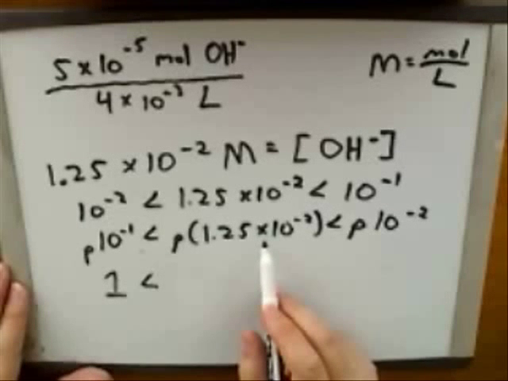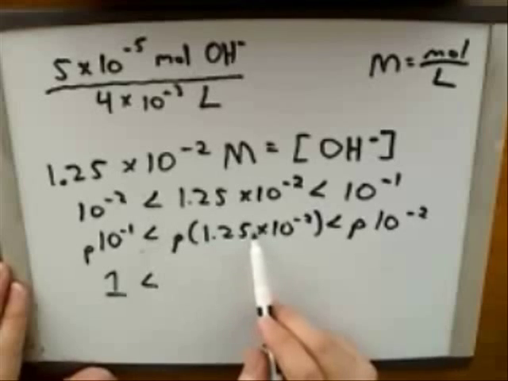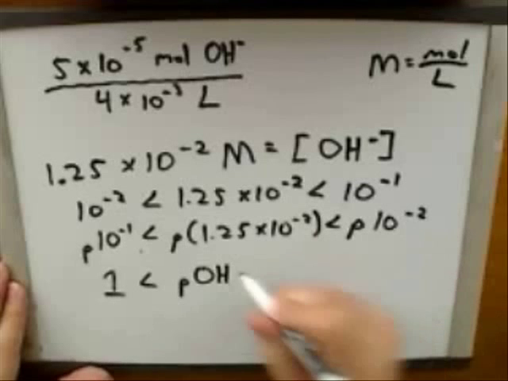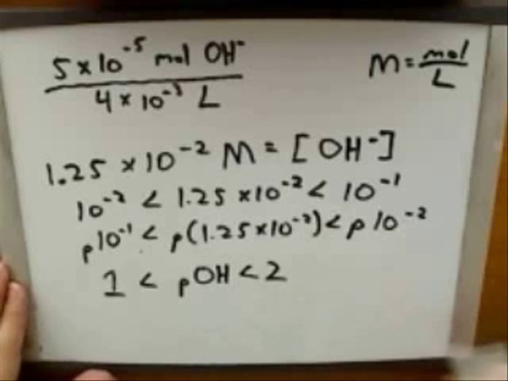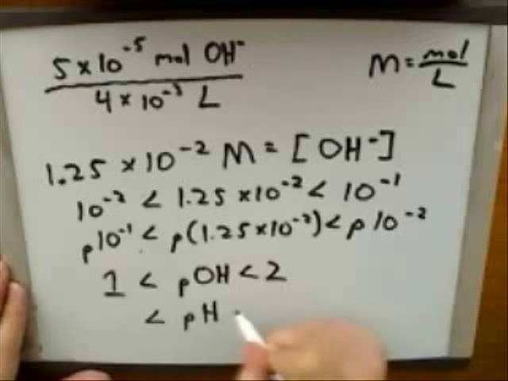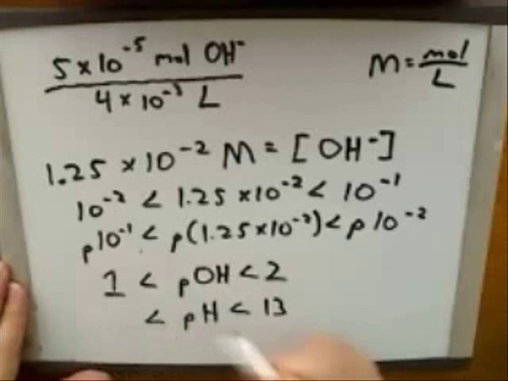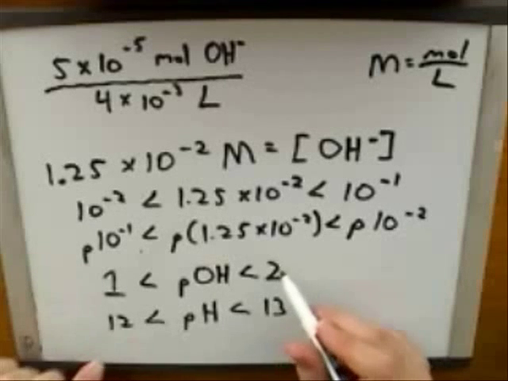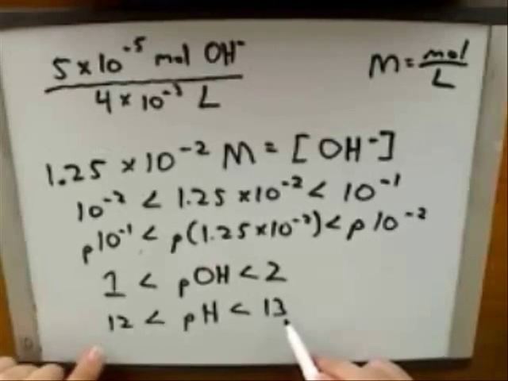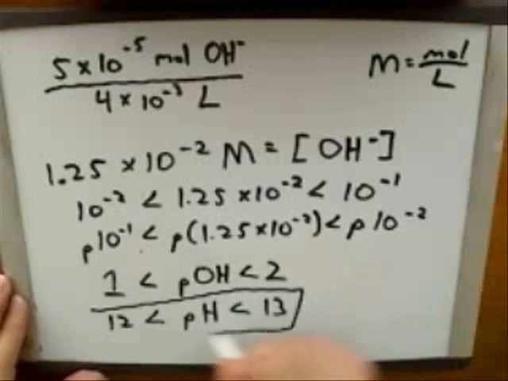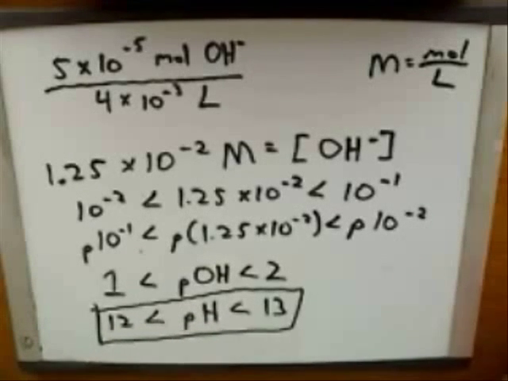How do I know this term in the middle is the pOH? Because this number does represent the hydroxide concentration. So we end up with a pOH that's between 1 and 2. One plus 13 is 14, and 2 plus 12 is 14. So that's how I got these numbers. We know that the pH is between 12 and 13. So that's our answer. A pH between 12 and 13.